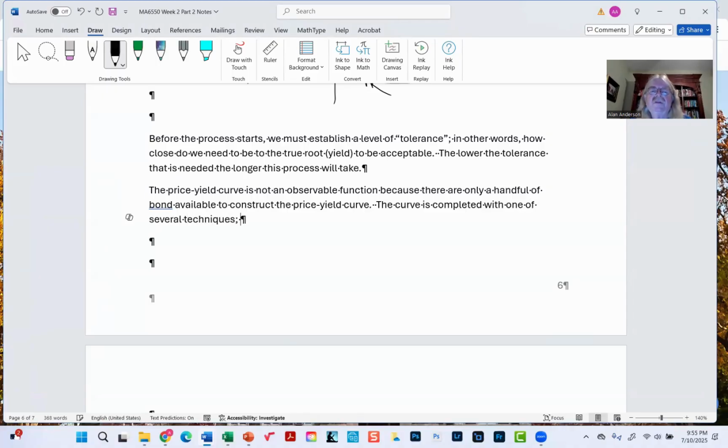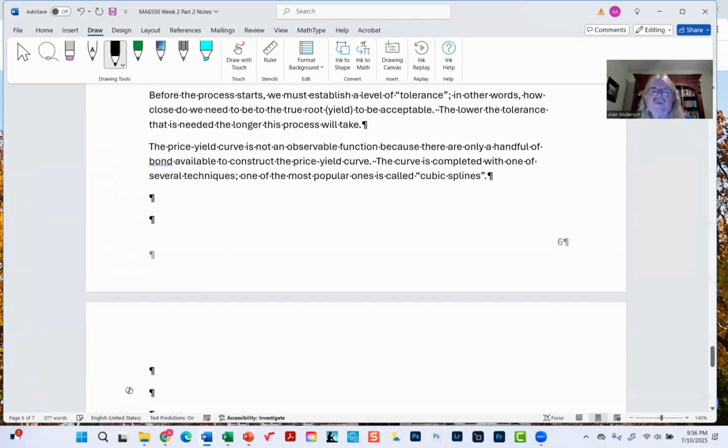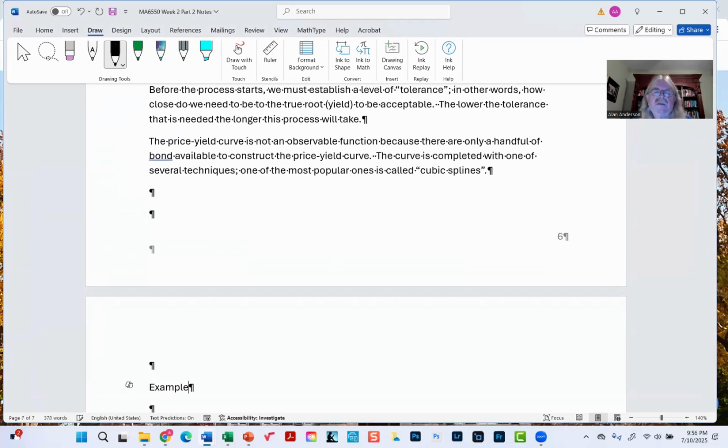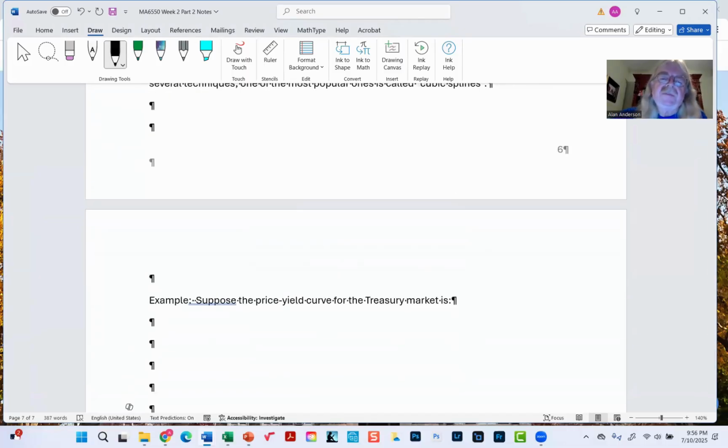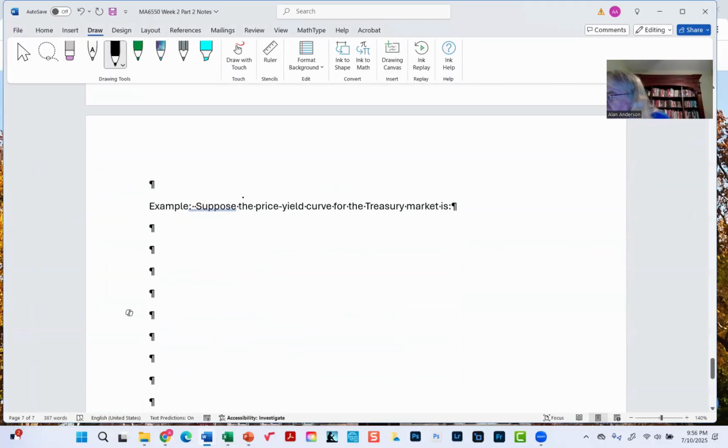One of the more popular ones, which we're not going to have time to get into here, but it's something called cubic splines. So in other words, if you have to visualize, imagine that this price yield curve treasury market looks like this. Now, here's the problem. Even the treasury market only has a handful of maturities to choose from. So what's going to happen is if we try to construct this curve, you might have, let's say, well, all right, well, you're going to end up with gaps.